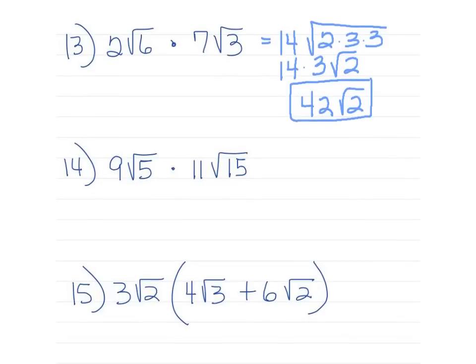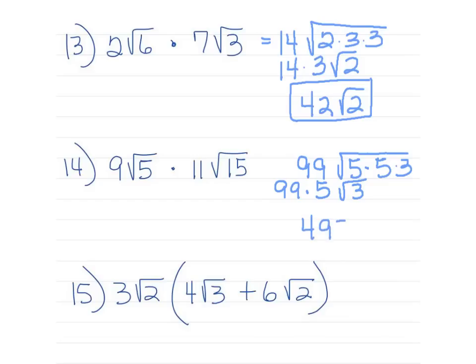We're going to multiply 9 radical 5 times 11 radical 15. So I'm going to multiply 9 times 11 first. That's 99. And then I'm going to multiply radical 5 times radical 15, and so I have radical 5 times 5 times 3. So I can pull out and simplify by pulling out that perfect square, and the 3 stays in the radicand. So then I simplify. 99 times 5 is 495 radical 3.